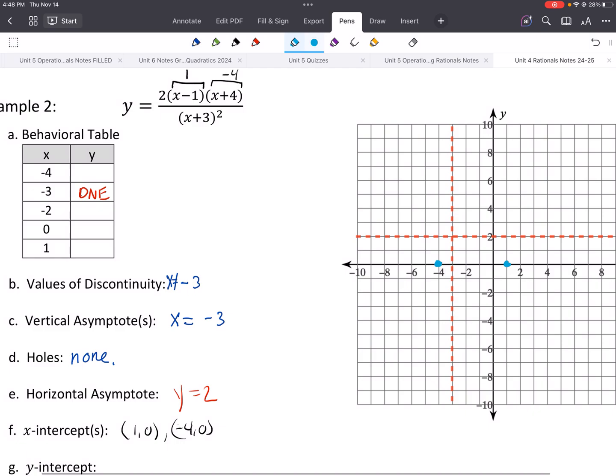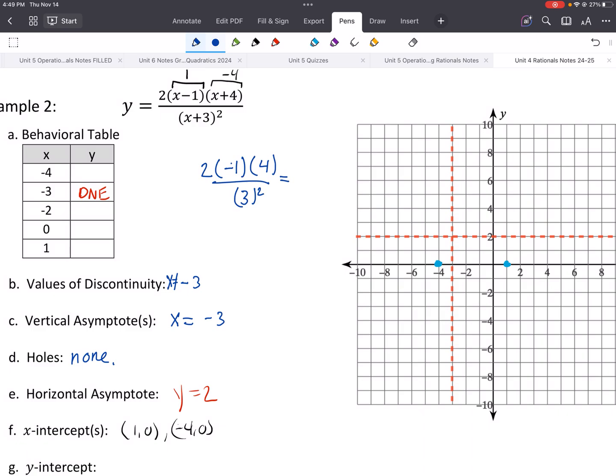Y-intercept, again, we get that by plugging in 0 in for x. So maybe I'll do it right here. So we'd have 2, and then 0 minus 1 is just -1. 0 plus 4 is just 4. And 0 plus 3 is just 3. And squared it. Okay? And I would always, when we're squaring, use parentheses, because if you end up having like a negative and you're squaring it, it's important that you have the parentheses. Okay, that's a common mistake on the test that we had.